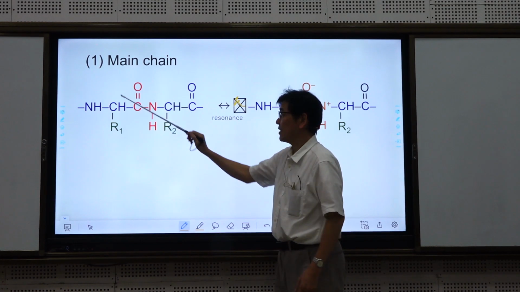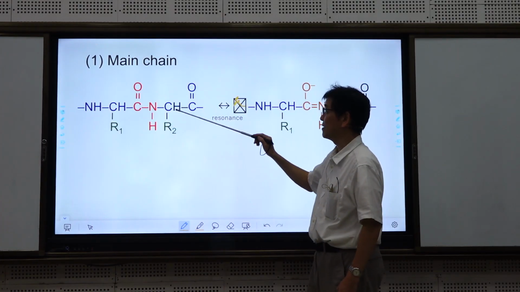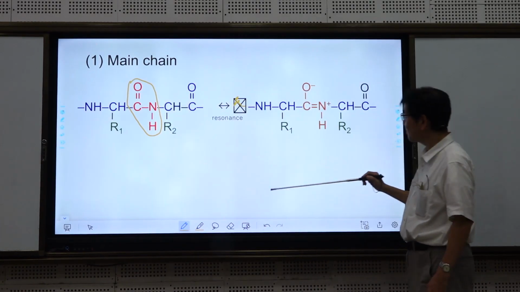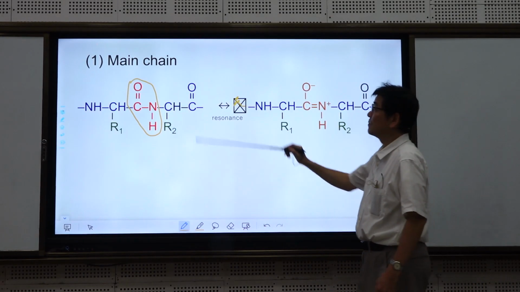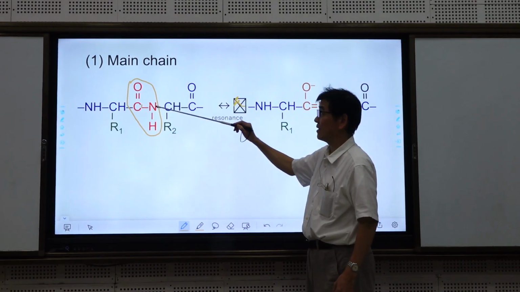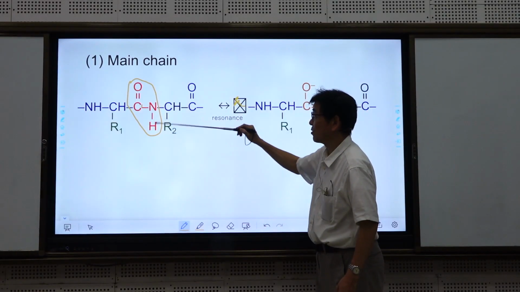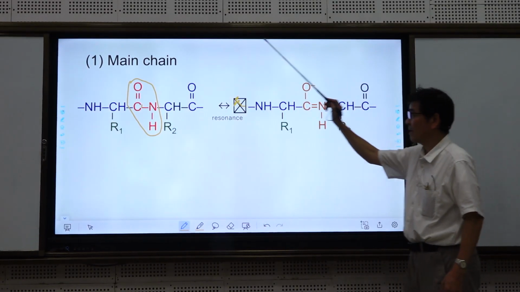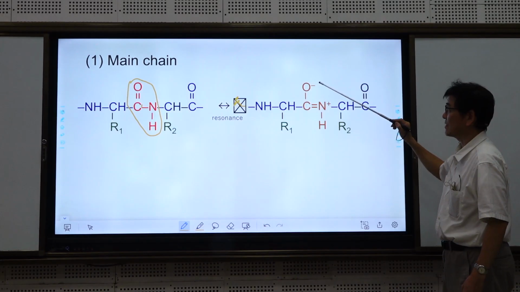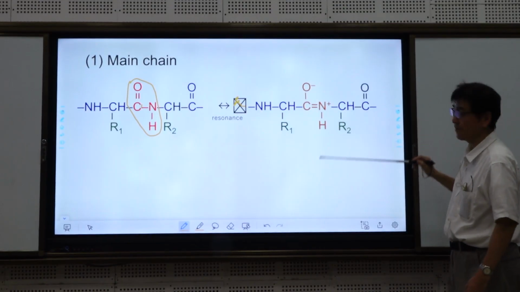This is the main chain structure. NHCO, NHCO. This is the repeating chain, and this is the main chain. And this part is the so-called peptide bond. It consists of three bonds: C=O double bond, NH single bond, CN single bond. And this part has a resonance structure: O minus, C single bond, CN double bond, N plus, and NH.